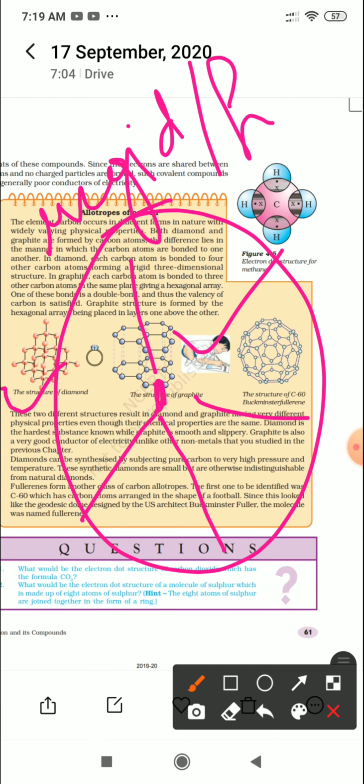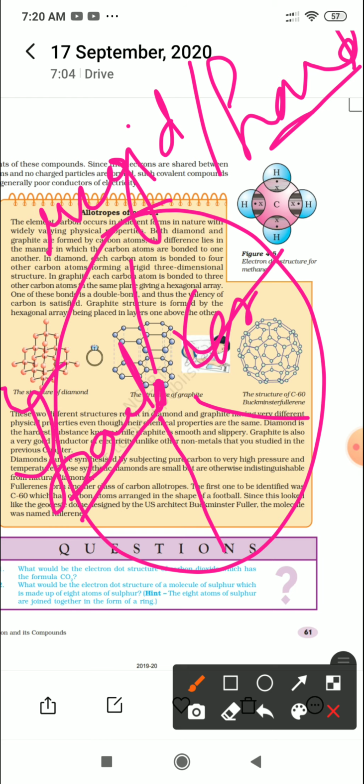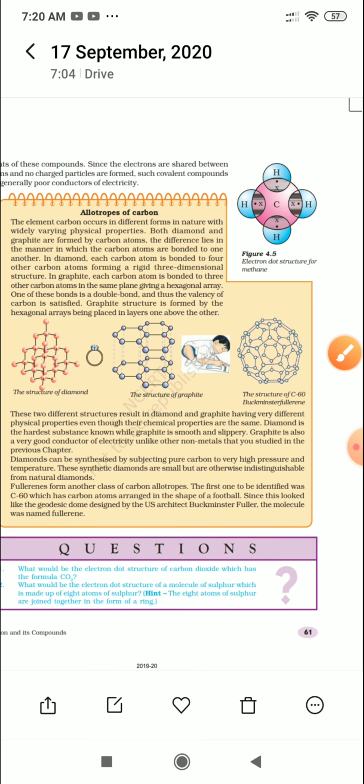So the two things we get as observation: first, diamond is very rigid and very hard in nature. Second, because there are no free electrons available, diamond is a bad conductor of electricity. You can say it has an insulating property. Okay, so diamond is an insulator.